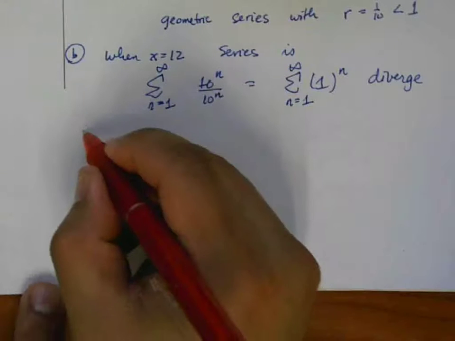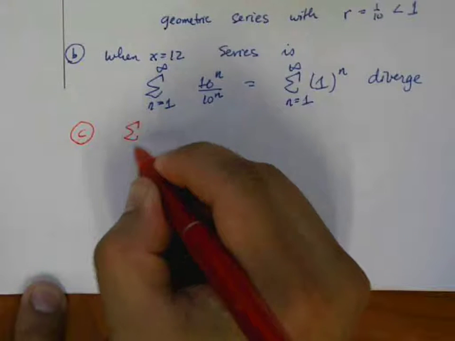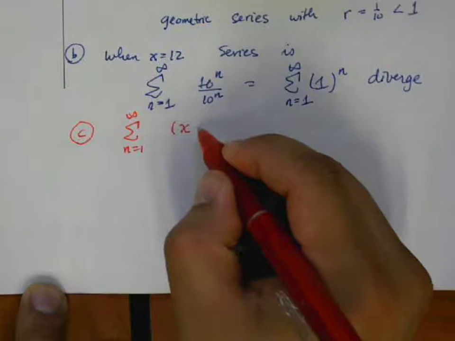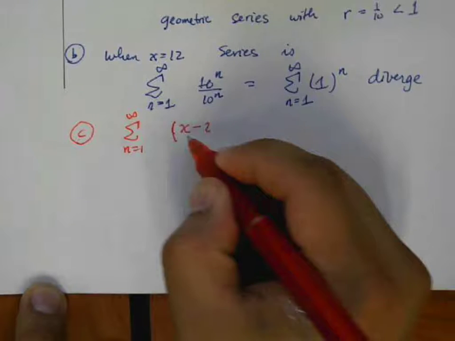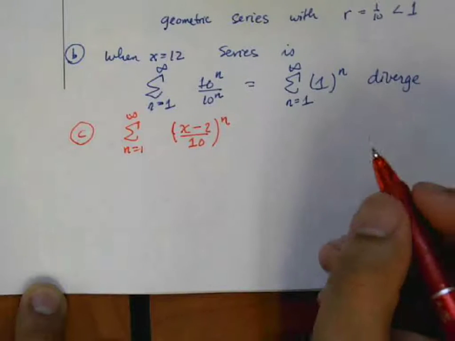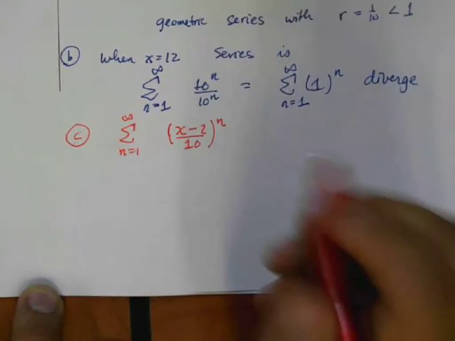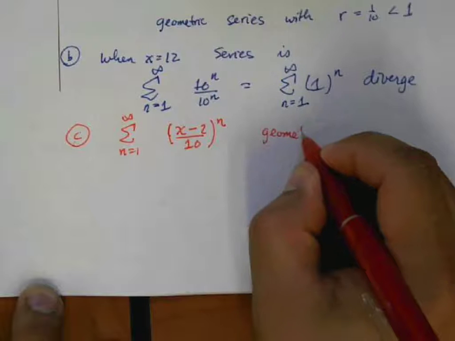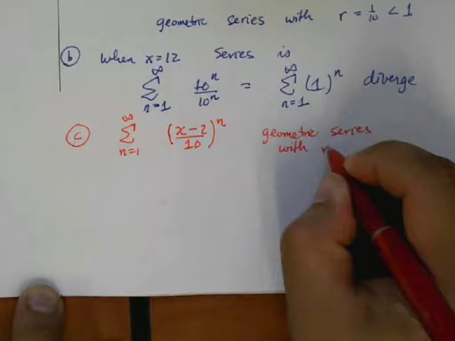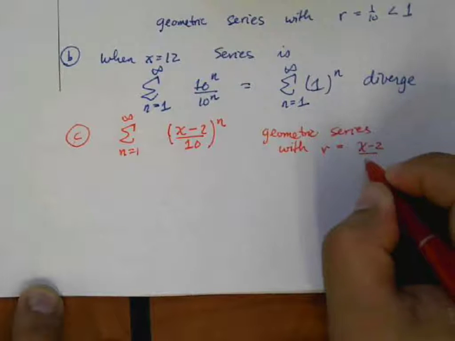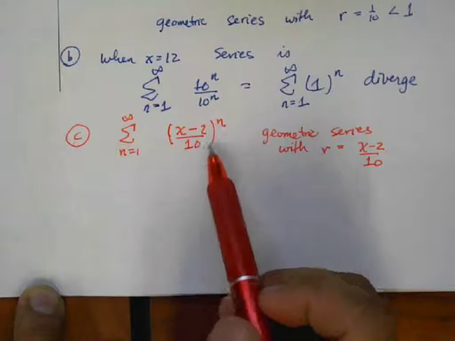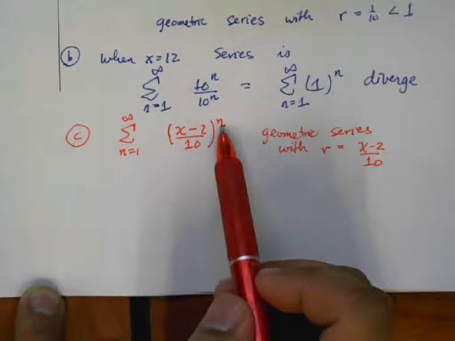So for part C, I'm going to start with the series, and I'm just going to rewrite it a little bit as I did in the other cases. Instead of x minus 2 to the nth over 10 to the nth, I'm just going to rewrite this as x minus 2 over 10 to the nth. And again, this is just using properties of exponents. And we can see that this is a geometric series with a common ratio equal to x minus 2 over 10, because for each term, we're just multiplying x minus 2 over 10 repeatedly by whatever number of times n is equal to at that point.